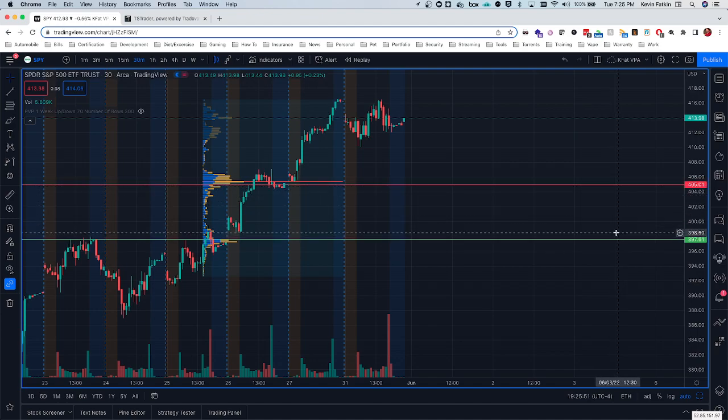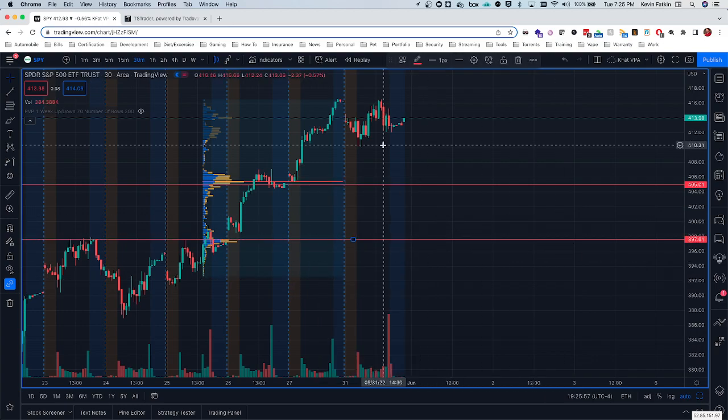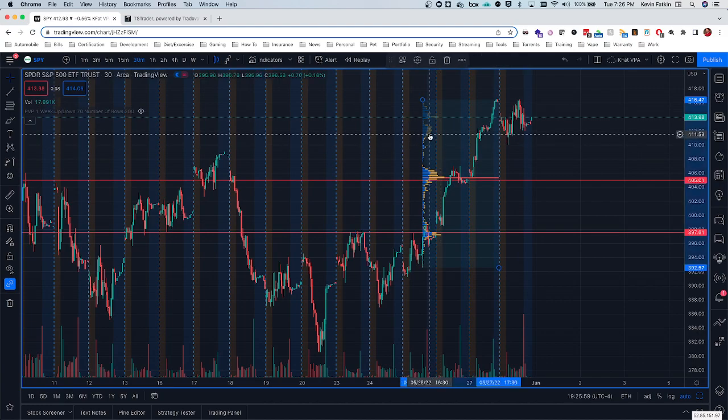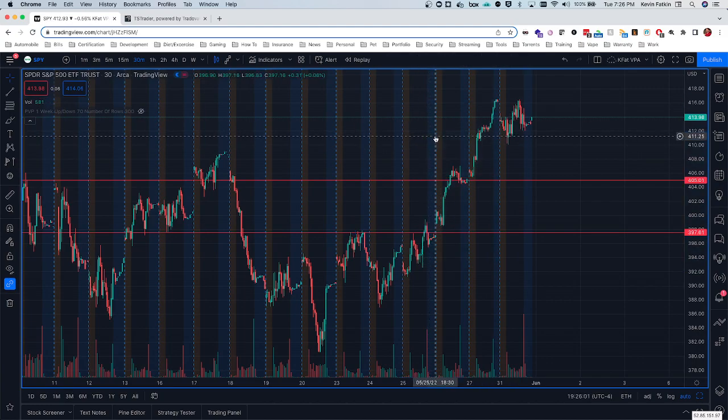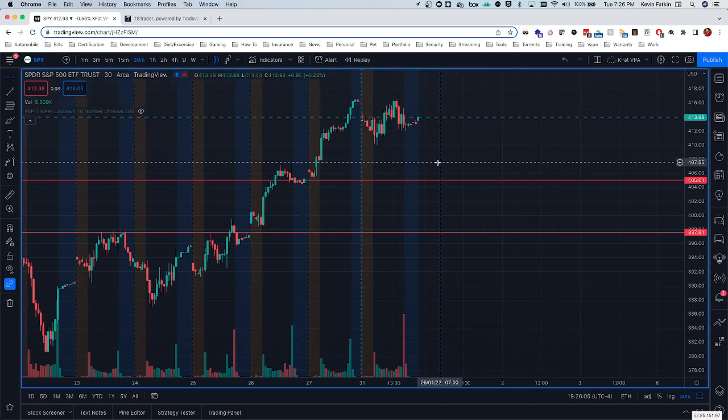And then they might keep retesting it and breaking it again. And if that happens, then it becomes resistance. And it's the same thing when you're plotting using fixed range volume profile to plot levels above the price action too. It's just that's where you want to buy puts or take shorts.